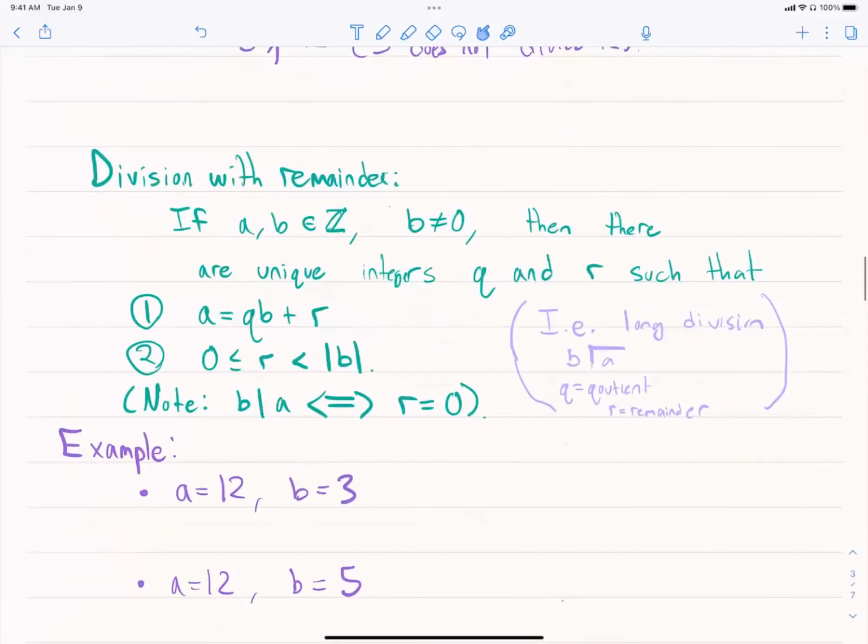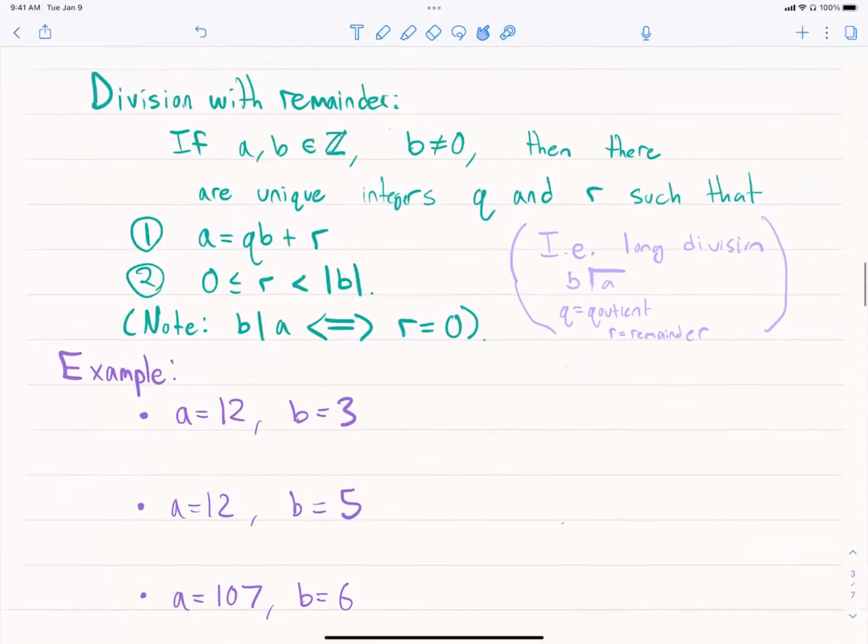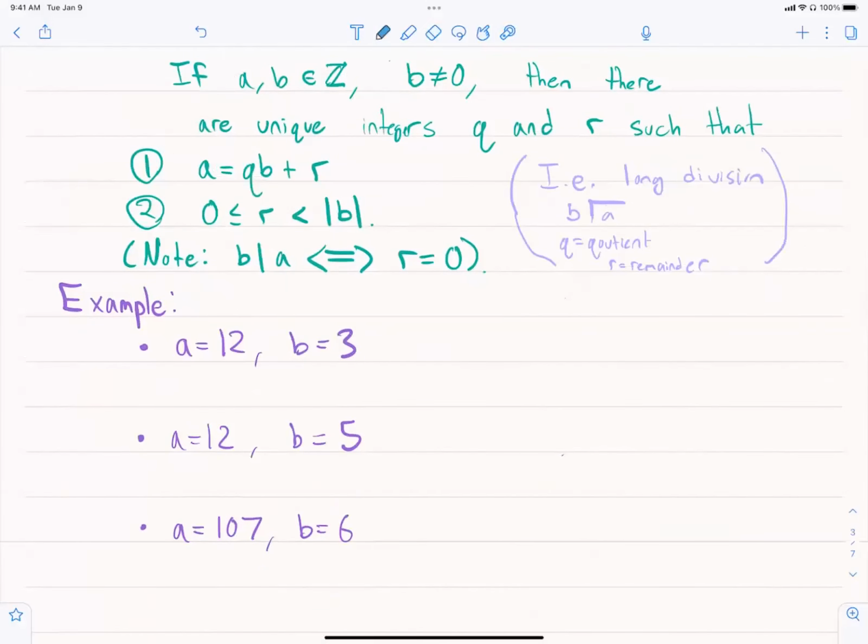So let's do a couple of examples just to make sure we're all on the same page. If A is 12 and B is 3, I'm trying to divide 12 by 3. Well, we already wrote that above. We got 12 is equal to 4 times 3 plus 0. So this is B, this is A, this is Q, and this is R.